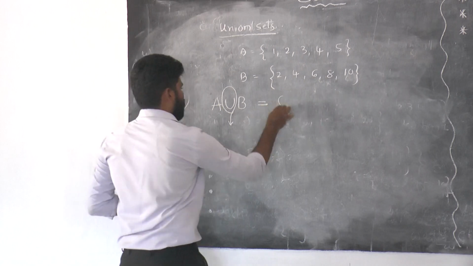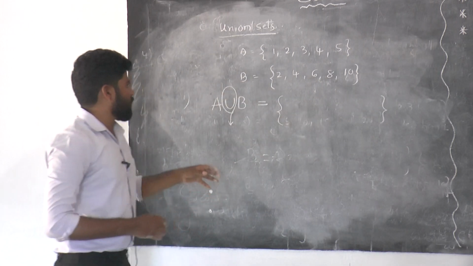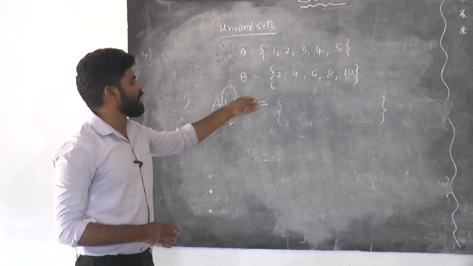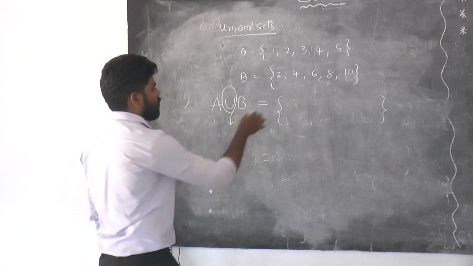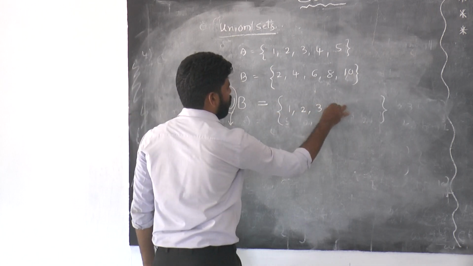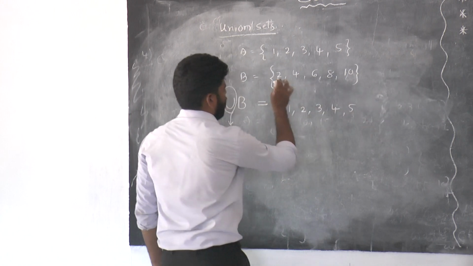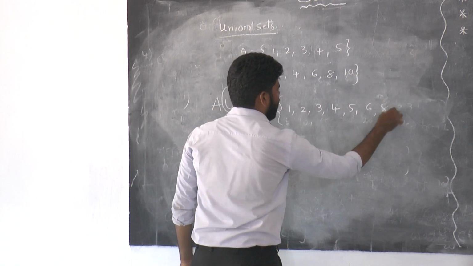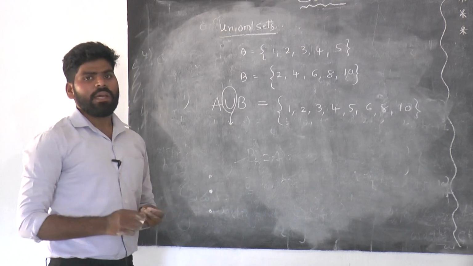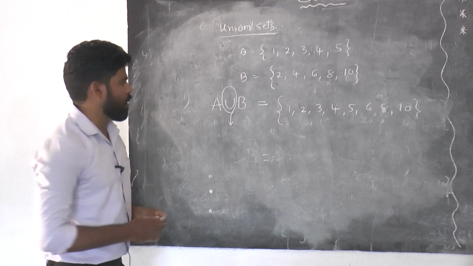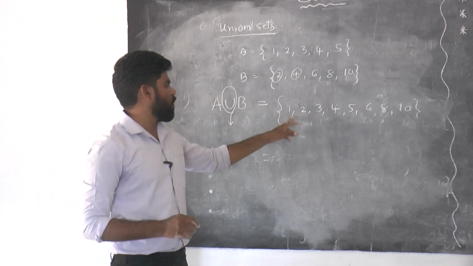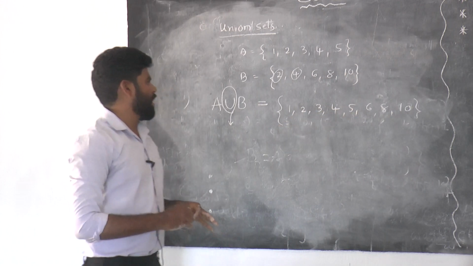So here, we take all the elements of the given two sets and write them in a single set. So 1, next elements 2, 3, 4, 5. Next 6, 8, and 10. Already we have discussed that we do not repeat the elements. That's why we are not repeating 2 and 4 again. So A union B is equal to {1, 2, 3, 4, 5, 6, 8, 10}.